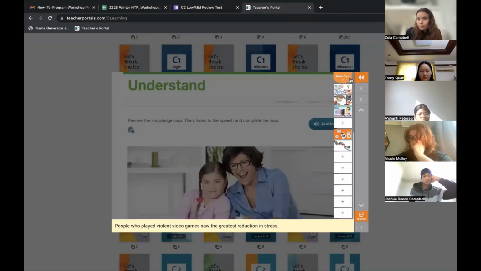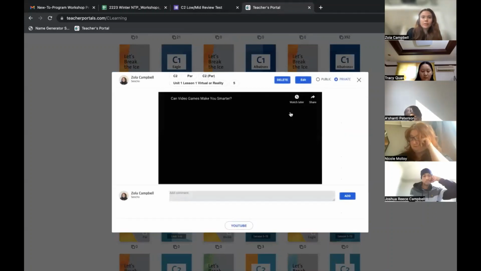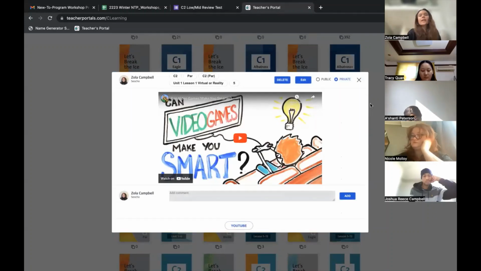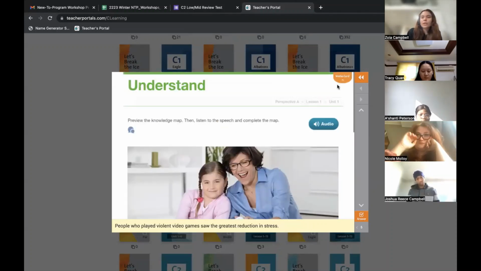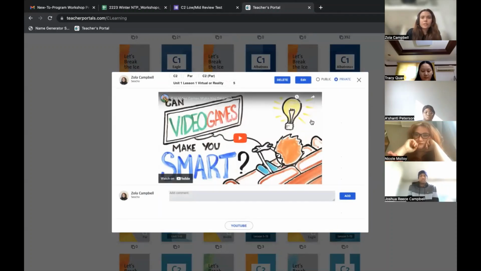And then also you can bring in media cards. So we have, can video games make you smarter? I forgot to say up here, this is the positive opinion, right? So we're looking at a positive opinion and then we'll look at a negative opinion. So you can bring in more information to have discussion. So we have, can video games make you smart?